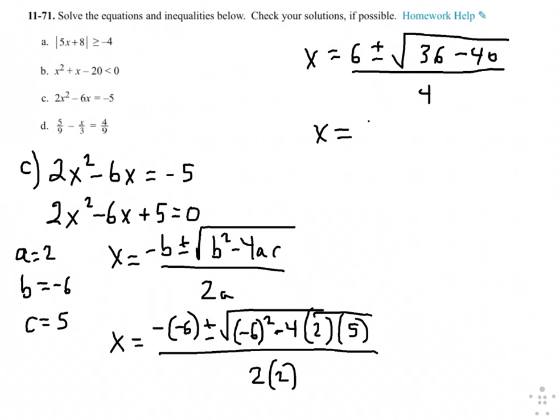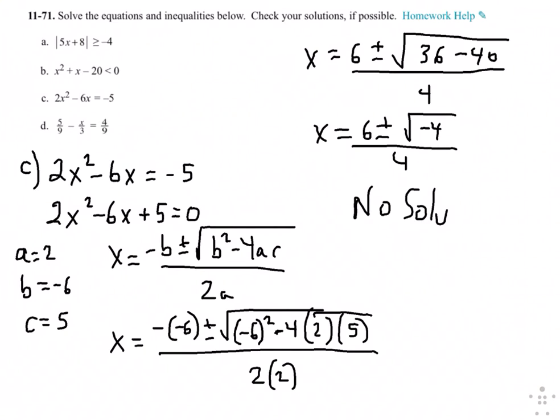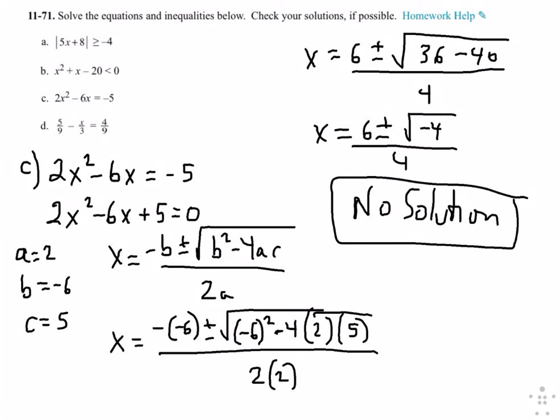So x equals 6 plus or minus the square root of -4, over 4, and we stop and write no solution, which means no real number solution. Right here, I have the square root of a negative number, which is not a real number, so there's no solution for this one. And let's do the last one, D.